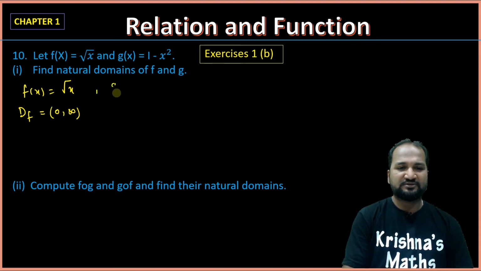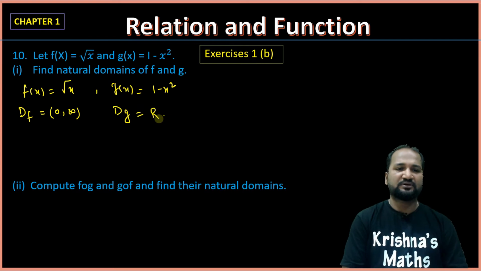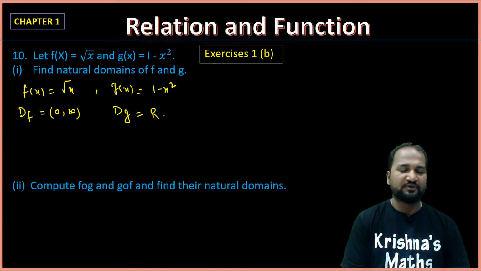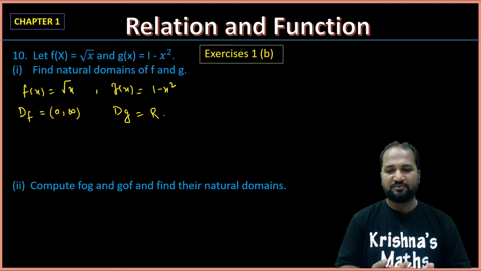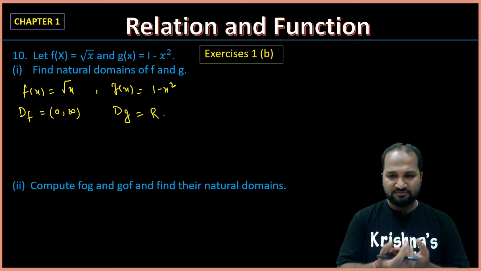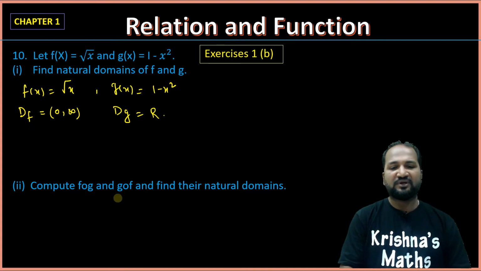And g of x is equal to 1 minus x square. So here you can take all the values. So domain of g will be equal to all the real numbers. So these are the natural domains. Root x is defined for non-negative x. Domain means the values of x for which the function can be defined. That is domain. Range is different. Okay. Now compute fog and gof.